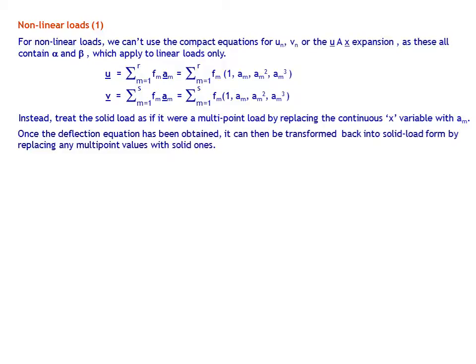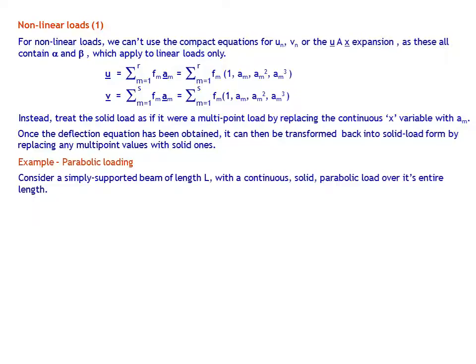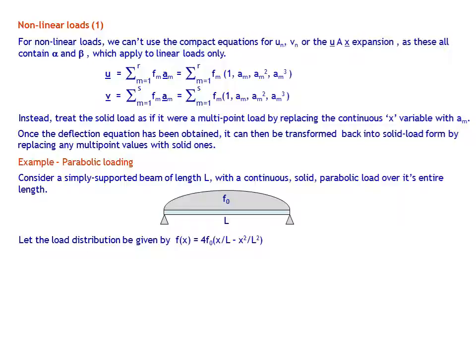The multipoint deflection equation is obtained, then converted back into a solid load deflection equation by replacing any multipoint quantities with solid load ones. As an example, consider a simply supported beam having a solid parabolic load over its whole length L. Let it have the standard parabolic load distribution, F of x is equal to 4f0 into x over L minus x squared over L squared, which can be rewritten as 4f0 over L squared into Lx minus x squared, where f0 is the magnitude of the load at the midpoint of the beam.